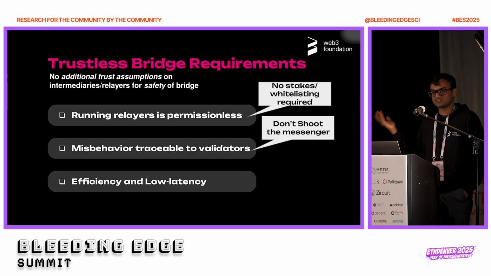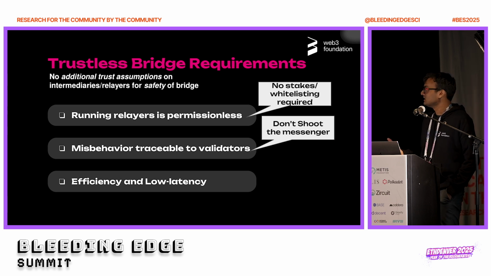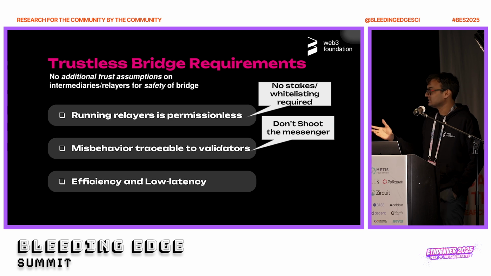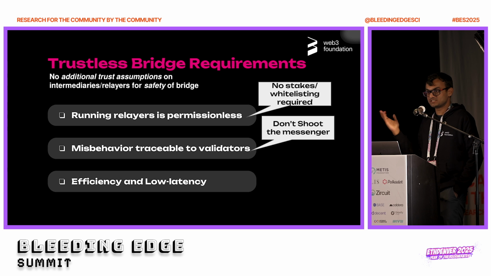So what do we mean by trustless bridges, right? What are the requirements? In our setting, what we mean is we don't want to have any additional trust assumptions on the intermediaries or relayers for the safety of the bridge. Of course, we would depend on it for the liveness, but for the safety of the bridge, we have no honesty assumptions on the relayers. This means that running a relayer is permissionless and decentralized. Anyone can run a relayer, and you don't need to stake or be whitelisted to be a relayer.